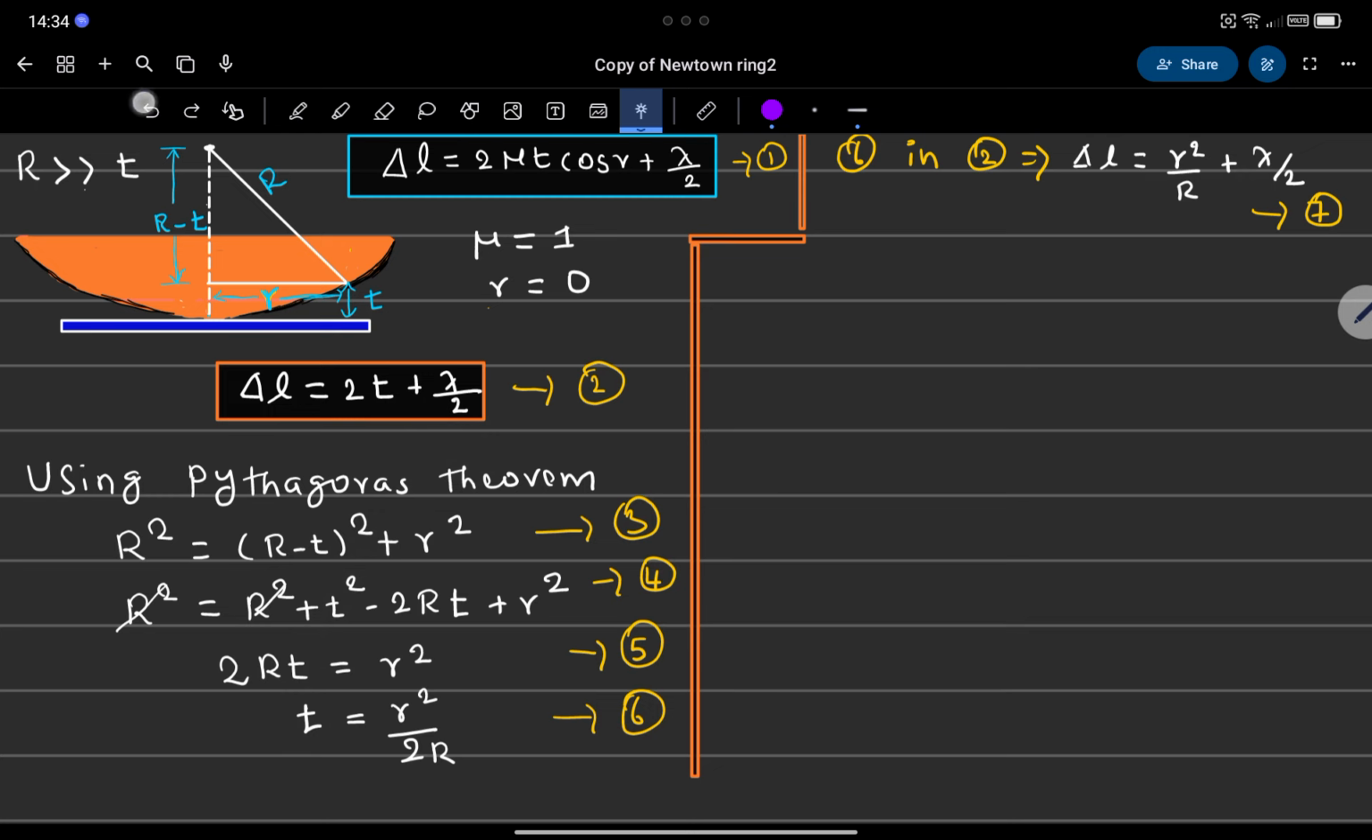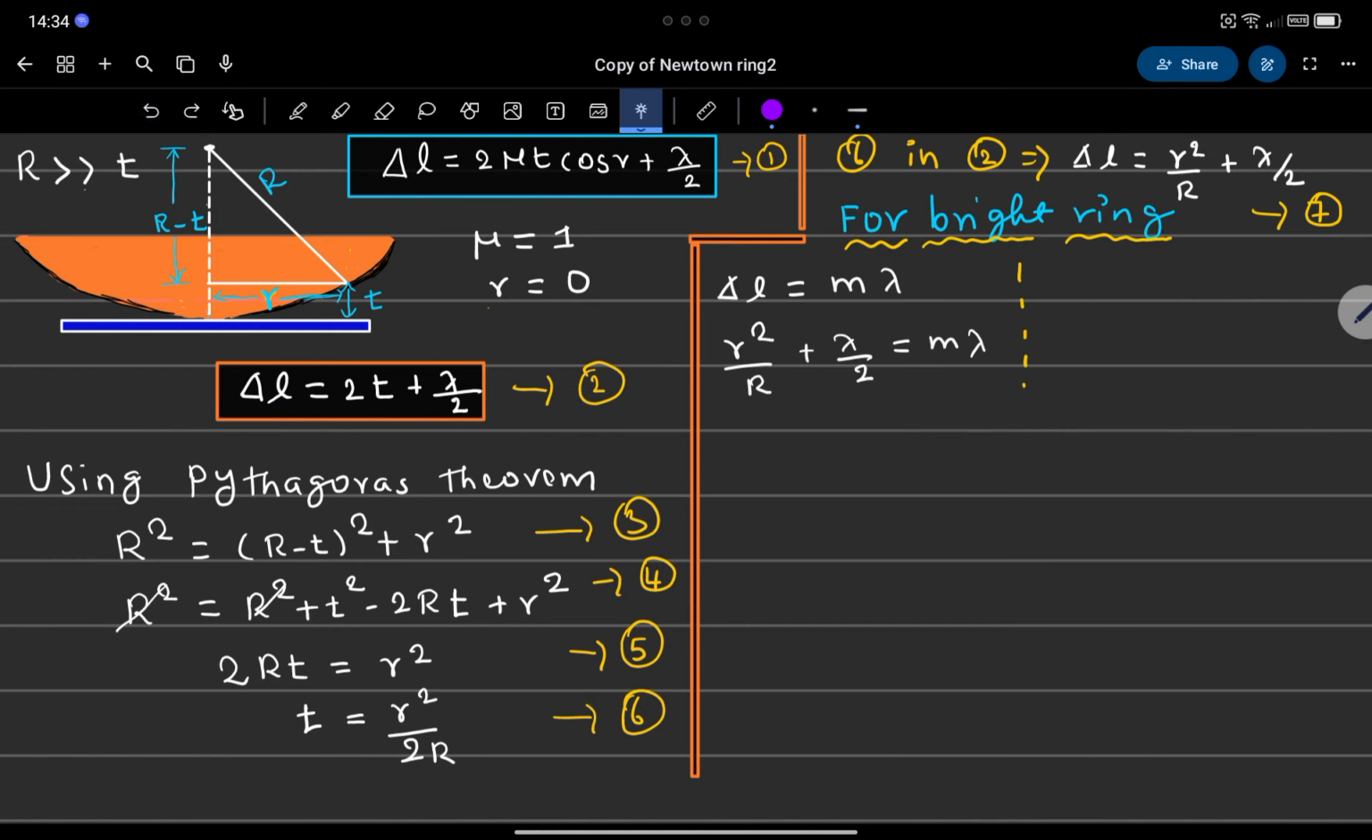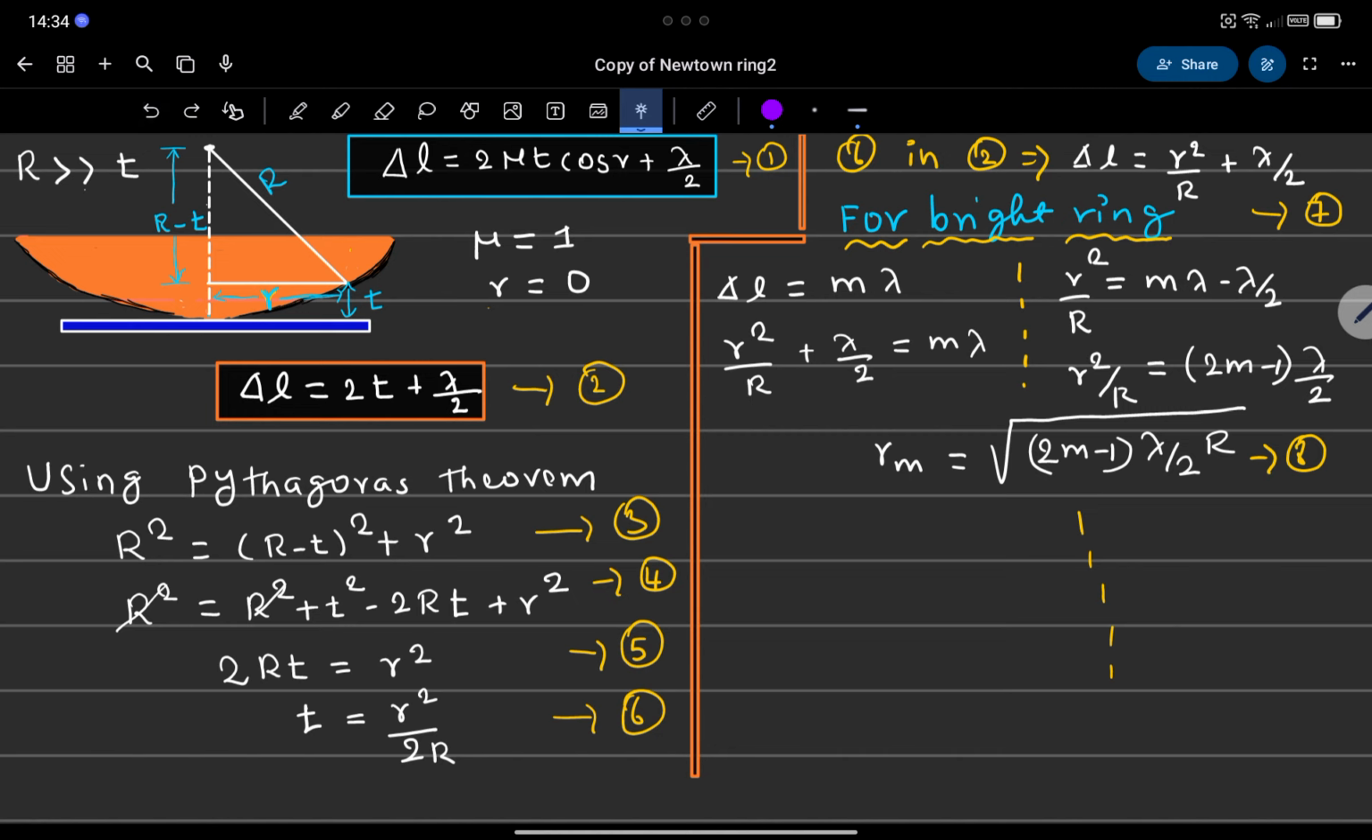Looking for the bright ring, what is the path difference for the bright ring? As we know, for bright ring formation, the path difference should be an integral multiple of the incident light wavelength. Substituting the path difference expression into this equation and rearranging gives the radius of the mth bright ring in terms of the known parameters: radius of curvature, lambda and order of the bright ring.